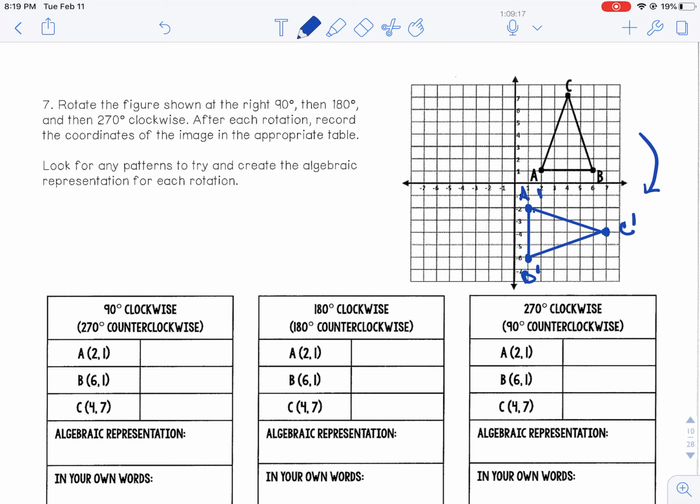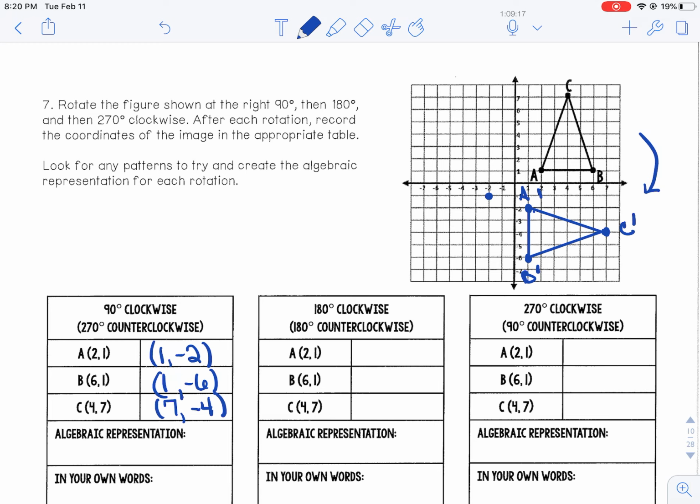Okay, we're going to rotate it 180 degrees from the original, and when I do that, I'm going to have 2, 1 over here. Oh, and you know what? Let's go back and go ahead and record our points for our 90 degrees clockwise turn. So this is going to be 1, -2. B prime is going to be 1, -6. And the last one is going to be 7, -4.